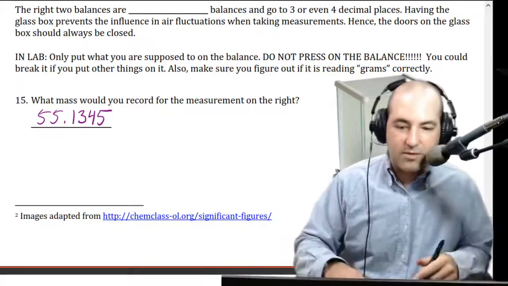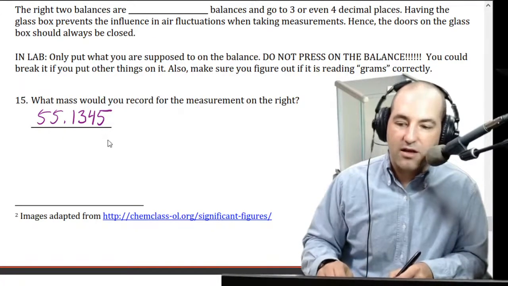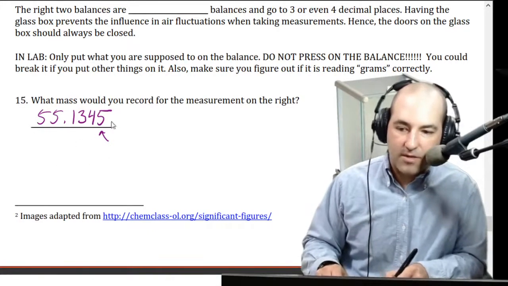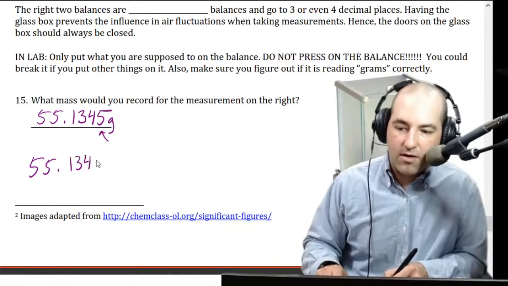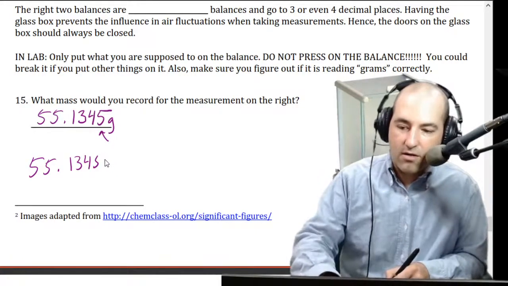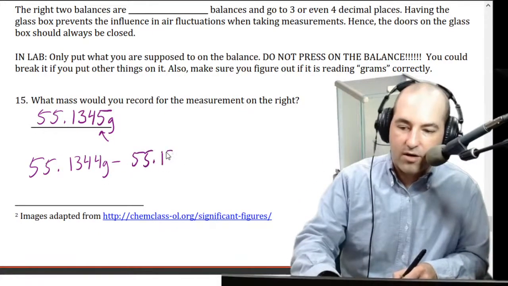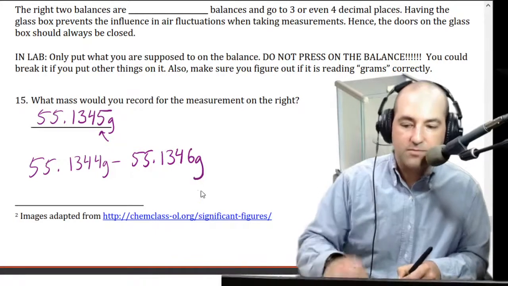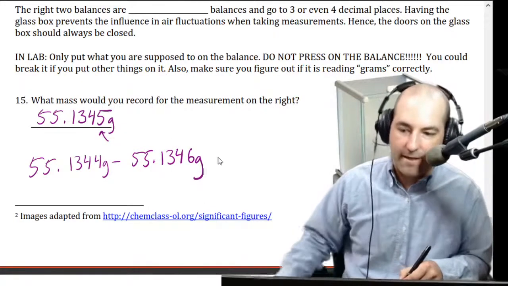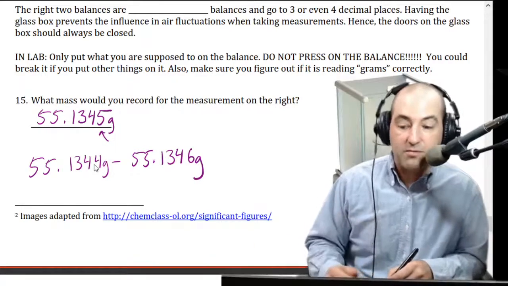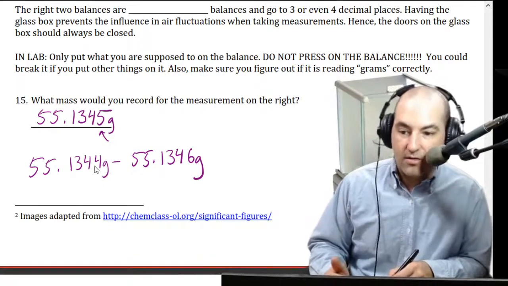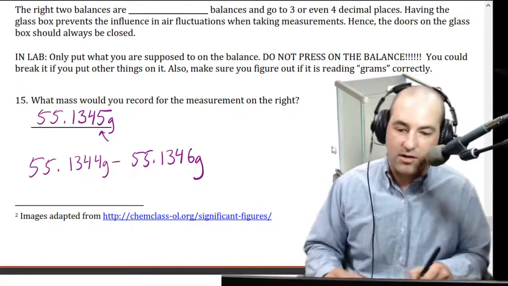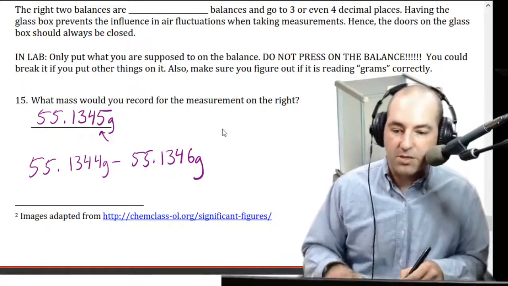We use the balance, we write down what the balance gives us, and we understand that that final digit is uncertain or estimated. So what this measurement is really saying is that this is somewhere between 55.1344 grams and 55.1346 grams. All right, so it's a range of measurements. It's a range of precision. Now, that's pretty small precision, out in the tenths of a milligram. So that's an extremely precise balance.